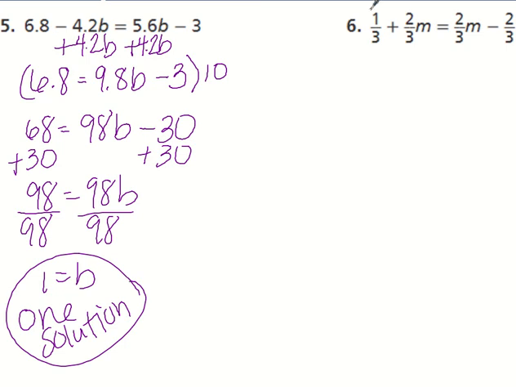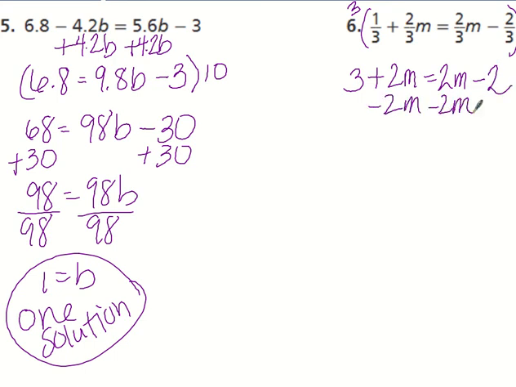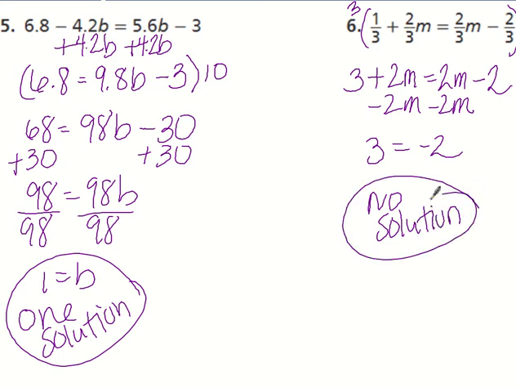All right, I'm going to get rid of my fractions. So I'm going to just times this by 3, get rid of those. It'll be easier for me to see. So I'm going to get 3 plus 2m equals 2m minus 2. So I'm going to subtract my 2m. And I get 3 equals negative 2. Is that ever going to be true? Can 3 ever equal negative 2? No. So this is a no solution, because no matter what I plug in, nothing's going to work.